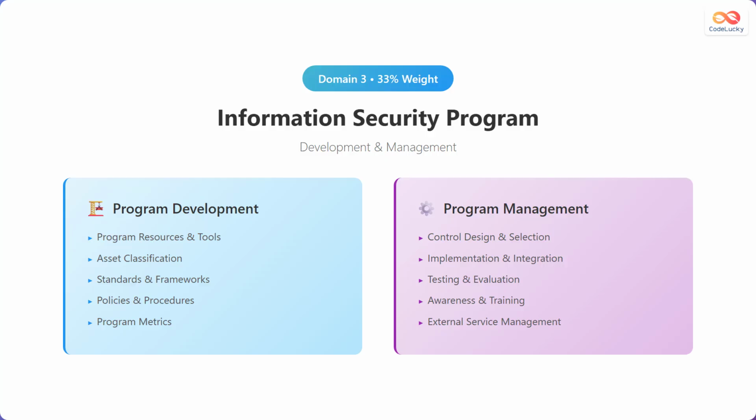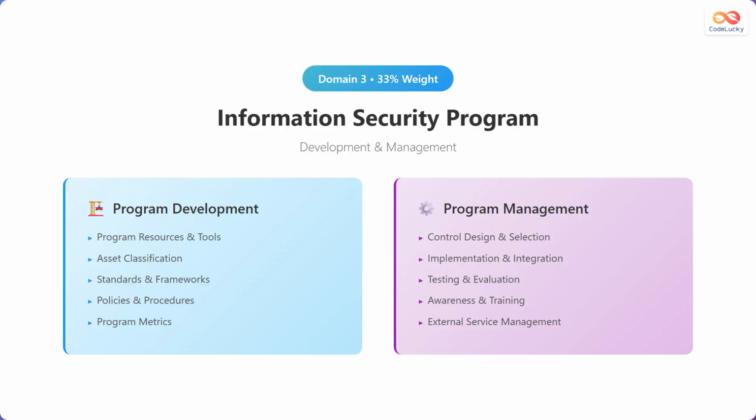Information Security Program Development and Management represents the largest portion of the CISM exam because it encompasses the day-to-day responsibilities of security managers. This domain is divided into 2 main areas: program development and program management. Program development includes establishing program resources and tools necessary for effective security operations. Asset classification helps prioritize protection efforts based on business value and risk. Standards and frameworks provide structured approaches to security implementation.